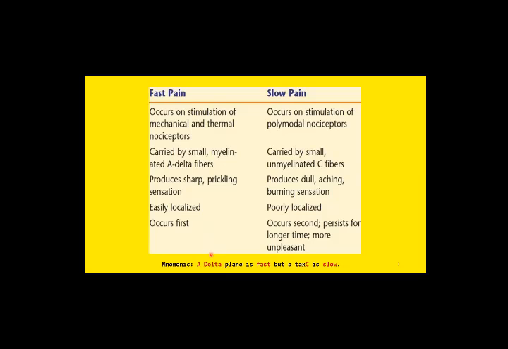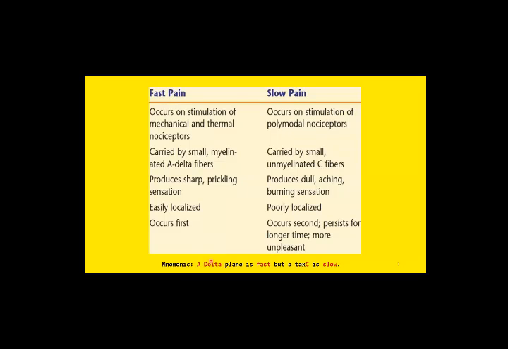Again, you can remember the type of fiber with the help of the mnemonic. A delta plane is fast, but a taxi is slow. A delta fibers for fast pain and C fibers for slow pain. A delta fibers are myelinated nerve fibers. C fibers are unmyelinated fibers.